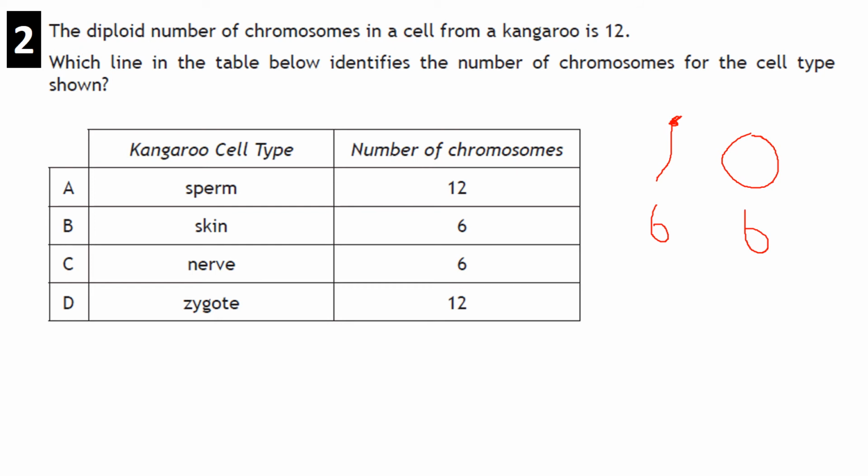Nerve is diploid too. Remember, everything except sperm and egg is diploid, has 2 sets of chromosomes. Zygote, that is the fertilized egg. So it's going to have, that's when the 6 and the 6 join together. So that's right. So 2 is D.